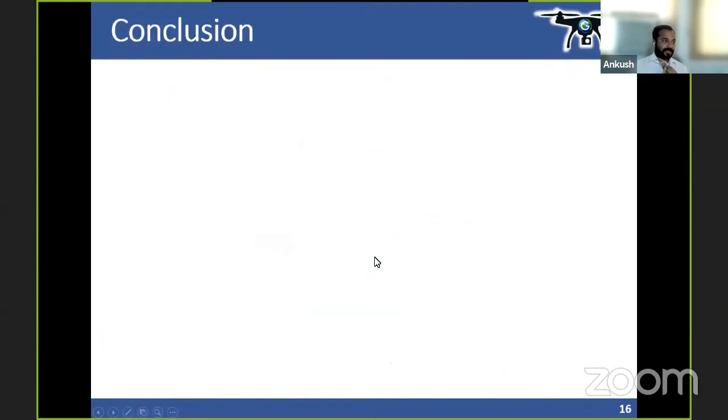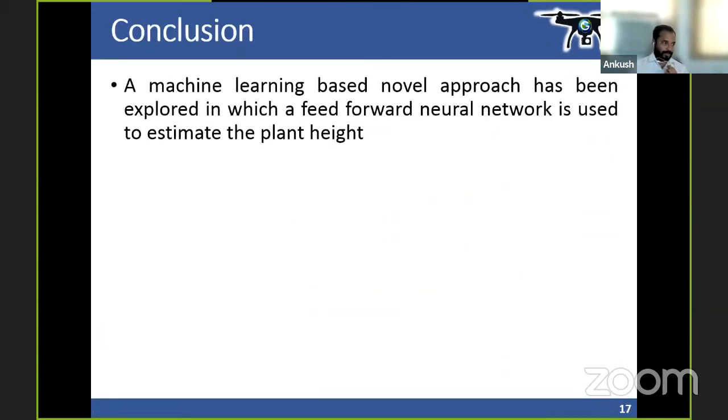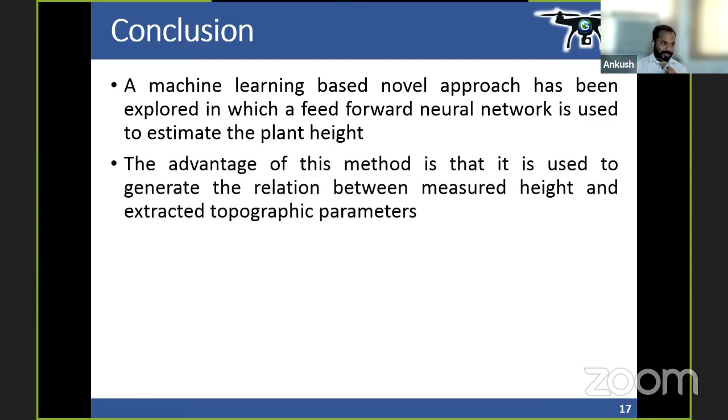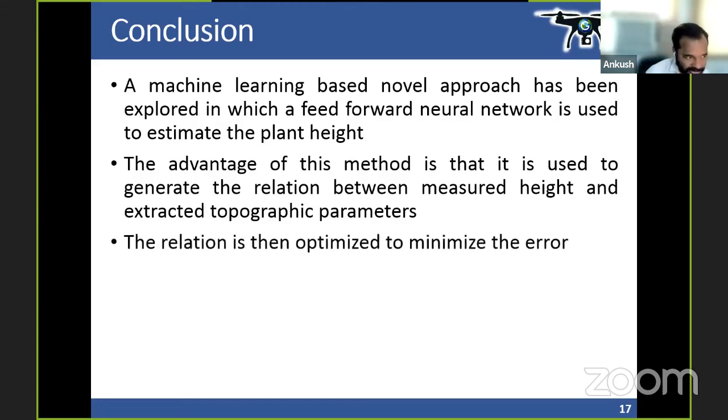And in the conclusion, a machine learning-based novel approach has been explored in which a feed-forward neural network is used to estimate the plant height. The advantage of this method is that it uses a regenerated relation between the measured height and the extracted topographic parameters. And the relation is then optimized to minimize the error. Thank you.